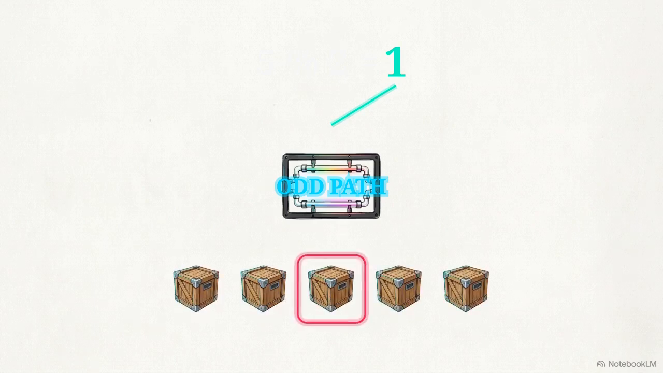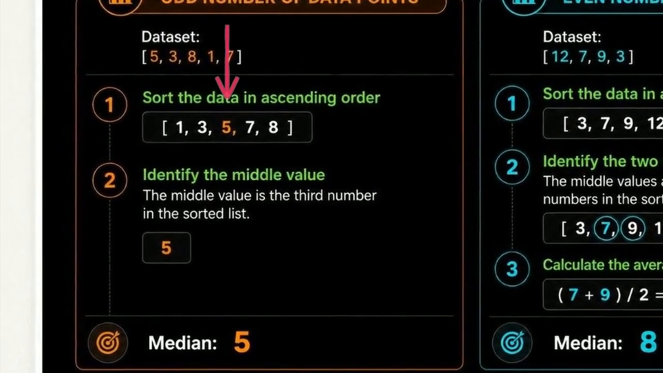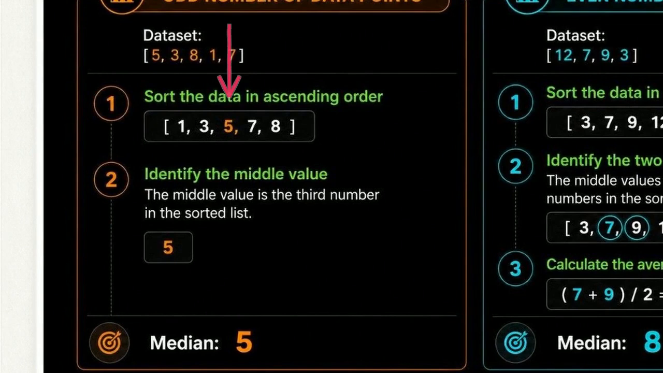When you calculate the length modulus 2 and the remainder equals 1, the program knows it is dealing with an odd number of data points. Look at the left side of this graphic. For an odd dataset, the logic path is incredibly direct. The algorithm simply targets the exact middle index, extracting the 5.